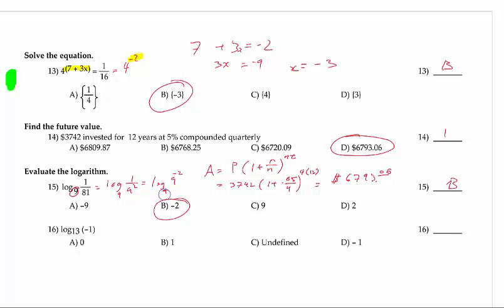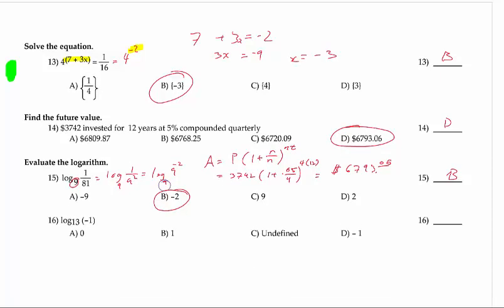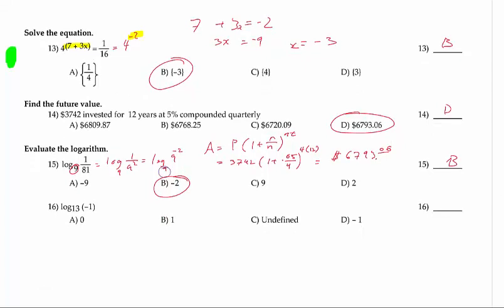All right. Next one. We have log 13 of negative 1. What exponent do I have to put on 13 here to get a negative 1? Well, there is no real result, and so the answer is C, undefined.